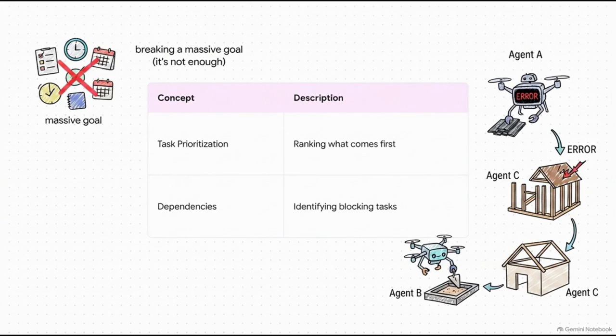And this really comes down to two big concepts. First, task prioritization, literally ranking what needs to happen first based on overall importance or deadlines. And second, dependencies, identifying which tasks physically block other tasks from even starting.